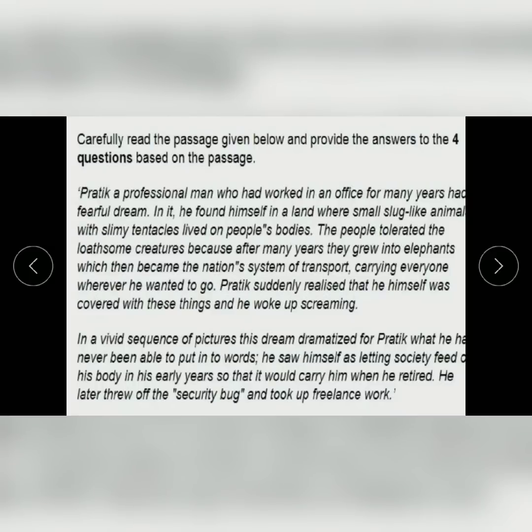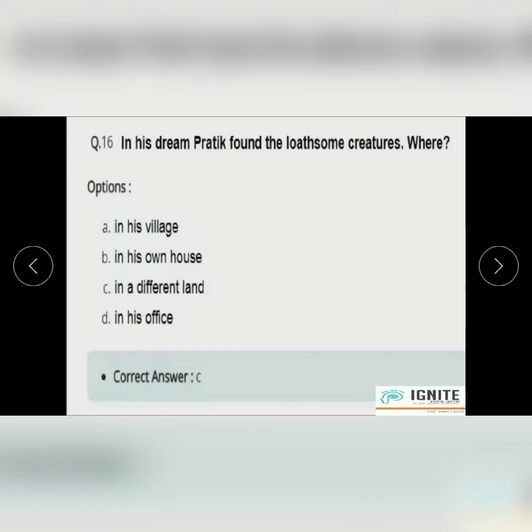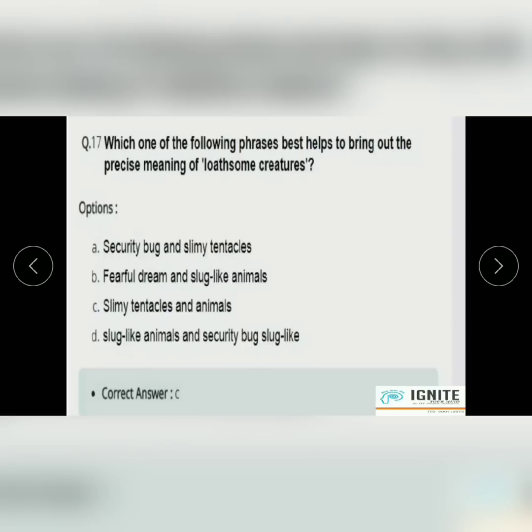From this passage, it is mentioned that the people tolerated the loathsome creatures because after many years they grew into elephants, which then became the national system of transport, carrying everyone wherever he wanted to go. Okay, the correct answer is in a different land. Okay, next question.